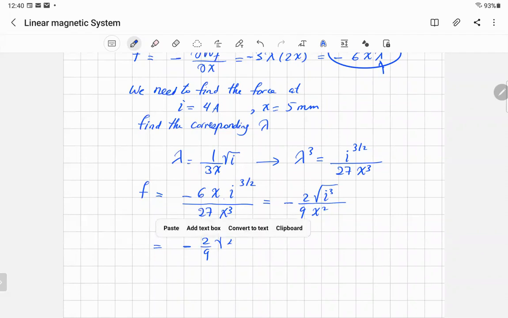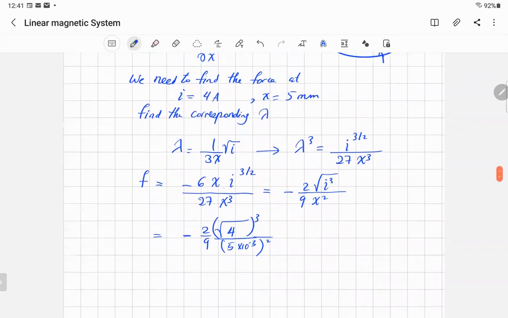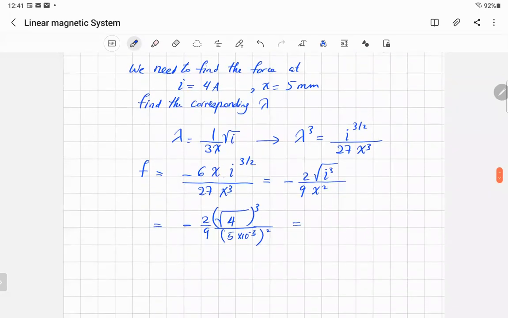Maybe I will just find 4 squared and then I cube, that will be easier. Same thing, 2/3 doesn't matter. And x is equal to 5 millimeters, which is 5 times 10 to the minus 3 squared. Oh, it should be meters, that's millimeters. So now I'll just do the calculation. That would be 2 cubed, 8, and 5 squared, 25, times 10 to the minus 6. If you can simplify, that'd be great.